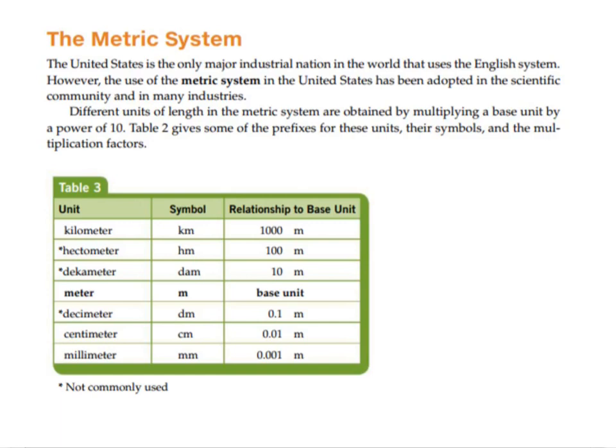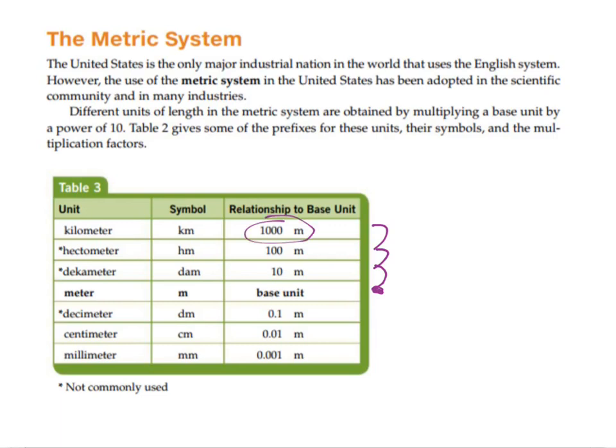Far better. So the United States is the only major industrial nation in the world that uses the English system. America is converting more and more to the metric system. Most science stuff is done in the metric system, even in America. So the metric system, you probably know the basics of it. Meters, and then as you get bigger, decameters, hectometers, and kilometers. So a kilometer is 1,000 meters.